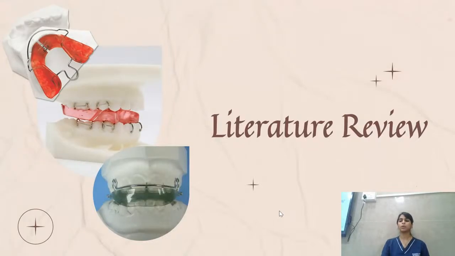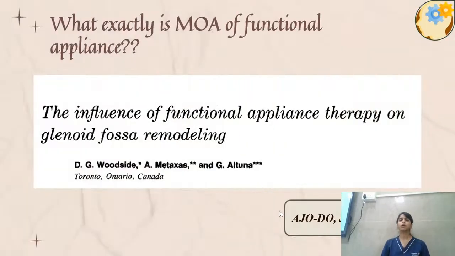Now we'll talk about literature review. So, after discussing the mechanism of action of various functional appliances, let's try to summarize the mechanism of action of functional appliances on an overall basis. And this article can be of huge advantage here. So, this article, the influence of functional appliance therapy on glenoid fossa remodeling, was published in AJO-DO in September 1987.